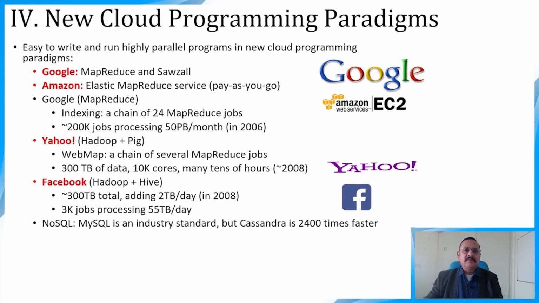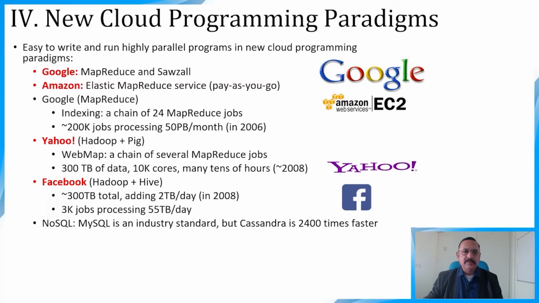Finally, the next feature of today's cloud computing is the new cloud programming paradigm. It is easy to write and run highly parallel programs in new cloud programming paradigms, such as Google providing MapReduce and Sawzall, and Amazon providing Elastic MapReduce, on a pay as you go model.